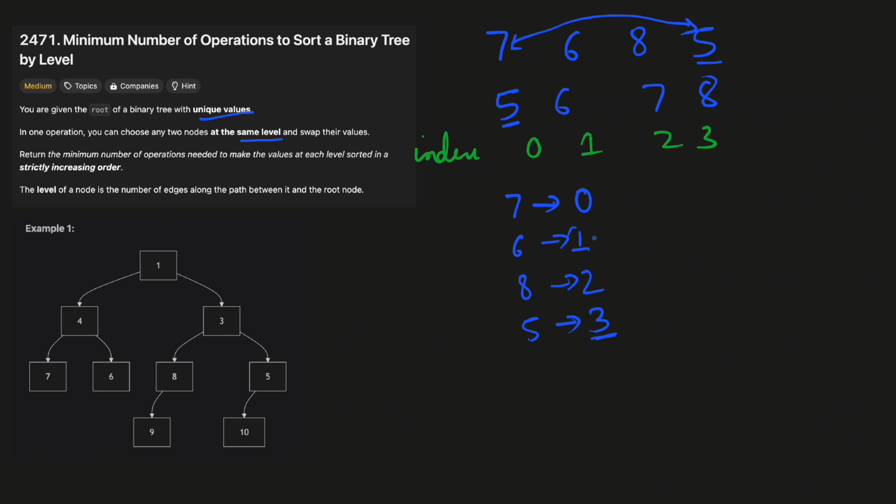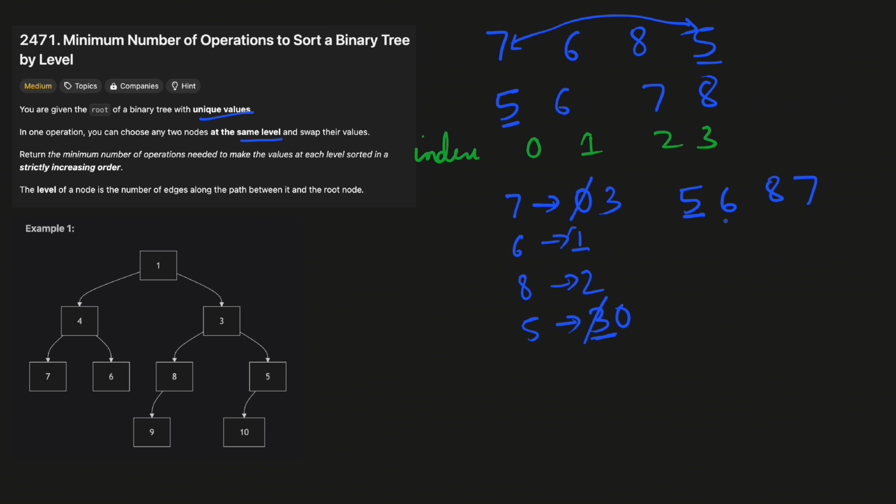But now after the swap, we should also update the correct indices of 5 and 7 in the hash map to maintain consistency. So after the swap, the array becomes 5, 6, 8, 7, and the index for 7 becomes 3 and the index for 5 becomes 0. Note that we don't need to correct the index for value 5 in the hash map, as we have already processed the 0th index, but we will still do it just for the sake of consistency.